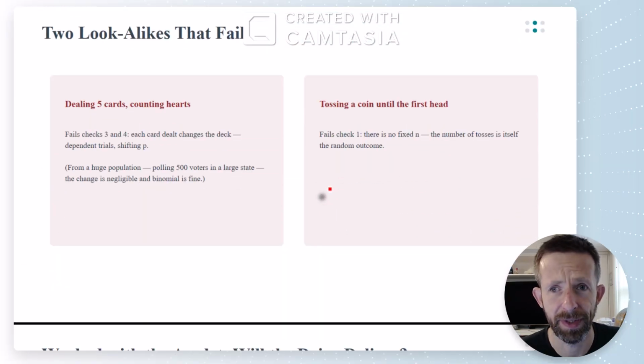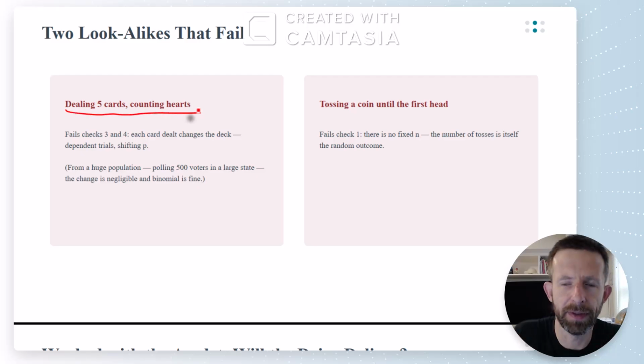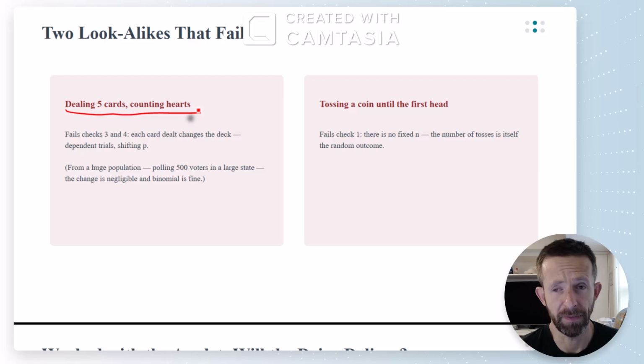Now, a couple situations that are not binomial. Dealing 5 cards, counting hearts. If I'm dealing from a deck and I deal 5 cards, it's a fixed number, but as soon as I deal one and place it on the table, like for a poker hand, that affects the probability that the next one will be a heart. If I deal a heart, there's 1 fewer heart in the deck, so the probability of the next one being a heart goes down.